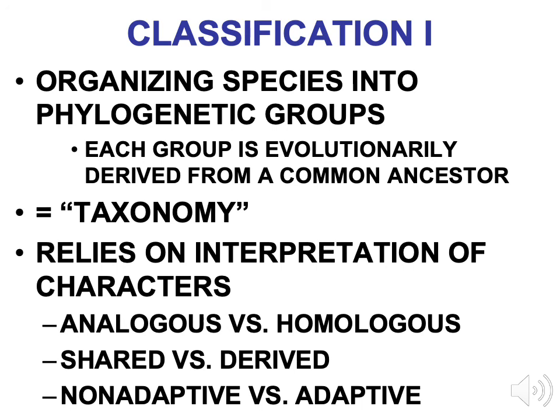So make sure you know what analogous versus homologous characters are. Make sure you know what shared versus derived characters are, and make sure that you understand that not all characteristics are adaptive. In order to be adaptive, it has to improve fitness. There are plenty of characteristics in all organisms that are not necessarily adaptive.